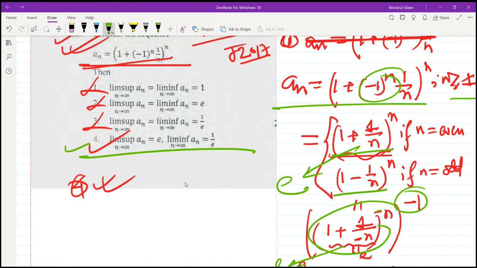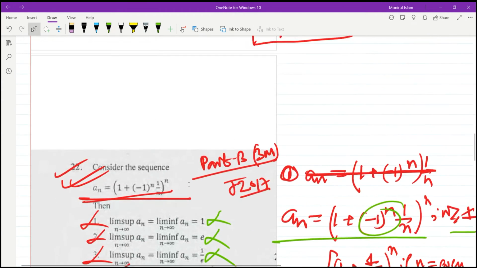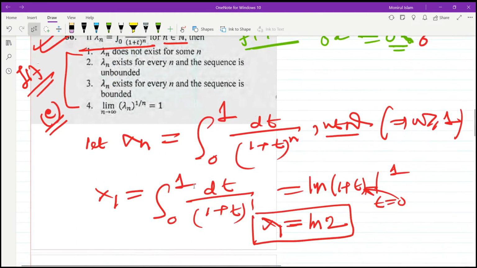So this option is correct, and this is not correct. This is not correct. So the fourth option will be correct.